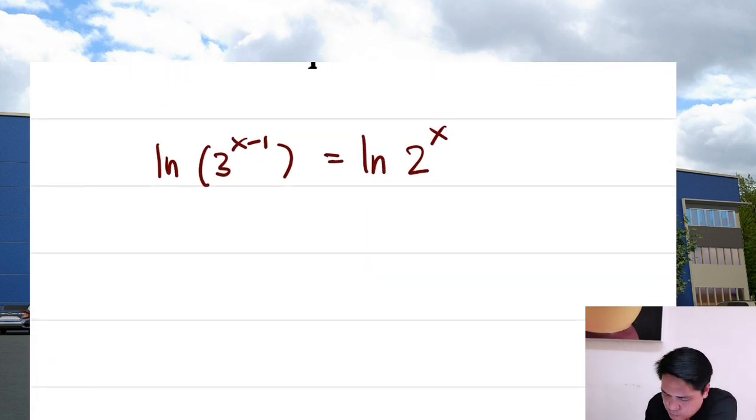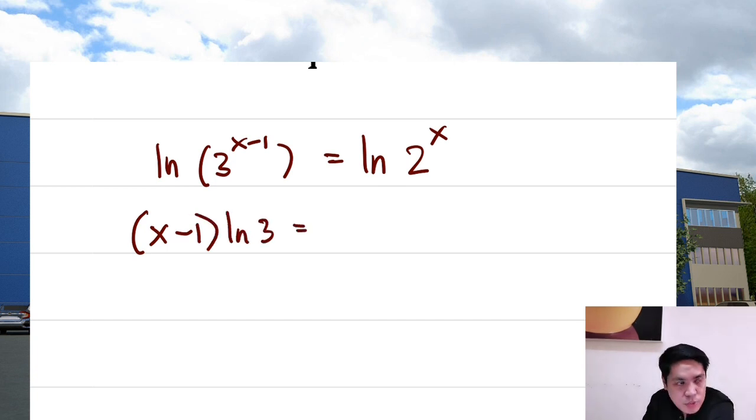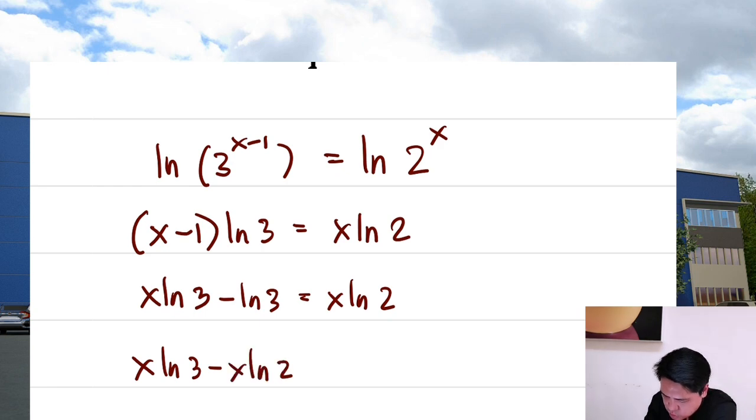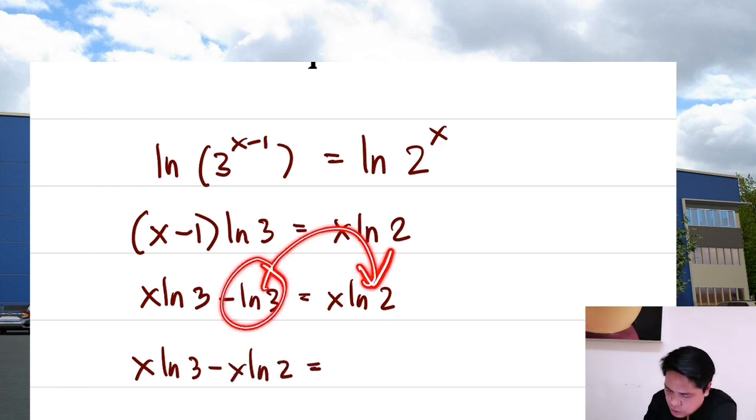Okay, so what will happen here? Itong exponent magiging coefficient. So this will become x minus 1 ln 3. So same with this, x ln 2. Okay? So i-distribute natin yung ln, the objective here is to isolate x. So i-distribute ko muna to. This will become x ln 3 minus ln 3. That's equal to x ln 2. Then, i-collect natin lahat ng may x. That will be x ln 3 minus x ln 2 equal to, eto siya, ilipat natin dito.